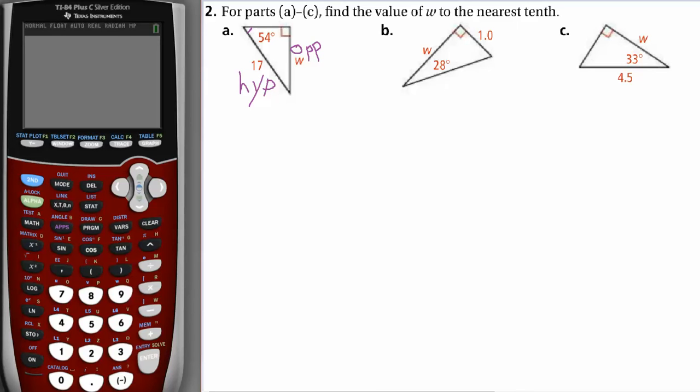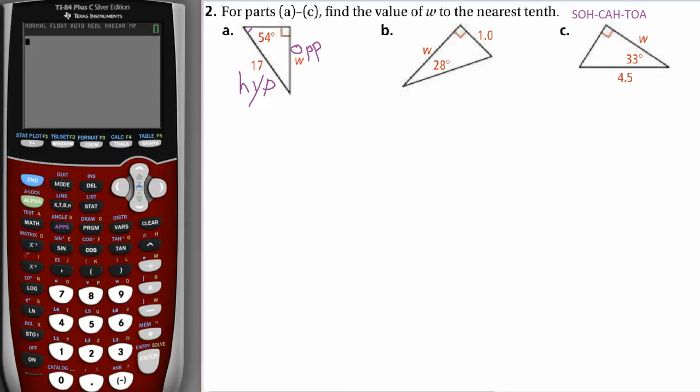And you should remember from our previous lesson, we have a little mnemonic device for helping us remember our trig functions. And that is SOHCAHTOA.